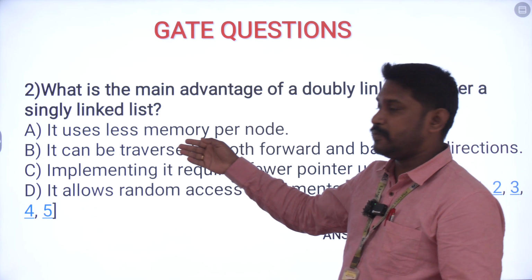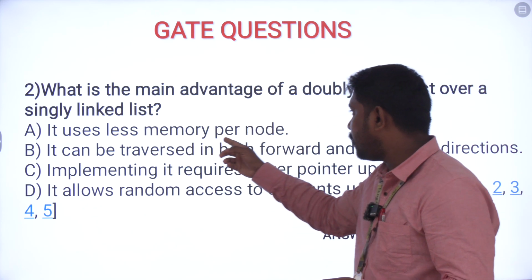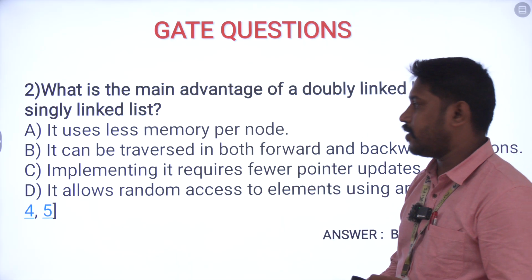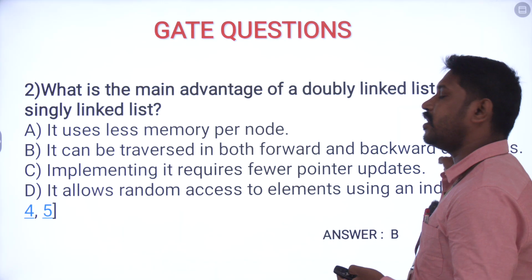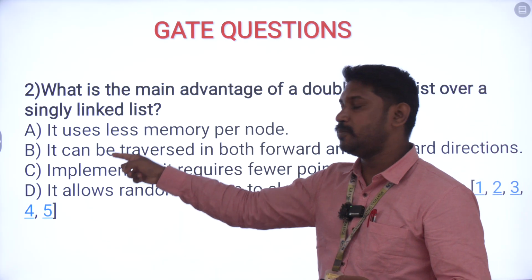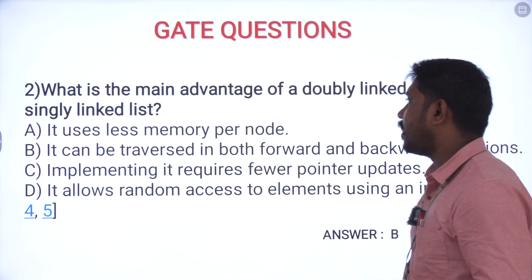So we can check with the options here. Option A, it uses less memory per node. That is not correct. It can be traversed in both forward direction and backward direction. So this is the correct option. Option B is correct here.